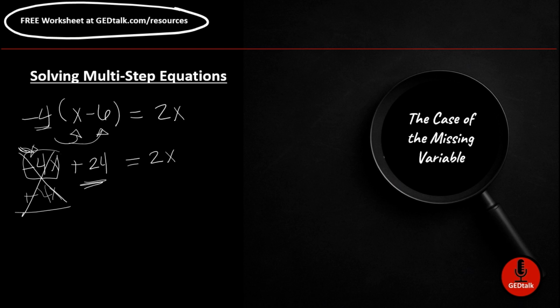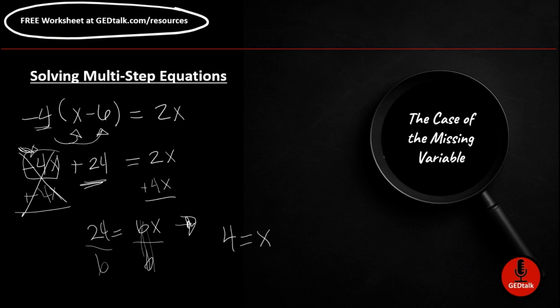Whatever you do on one side, you must do to the other, so I'm going to add 4x to the right side, and now I have 24 equals 6x. Now I can separate the 6 and the x on this side by doing the opposite. What's the opposite of multiplication? It's division. So divide by 6 on this side to cancel it out, divide by 6 on this side. And then we get 24 divided by 6 equals x. Well, 24 divided by 6, folks, will give me 4. So then I have 4 equals x.